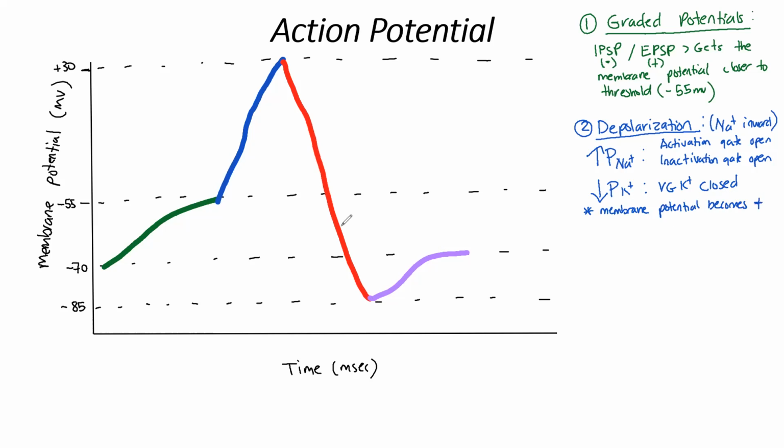Okay, let's look at repolarization. So the downward slope of our curve here. So repolarization is caused because of potassium's movement outward.